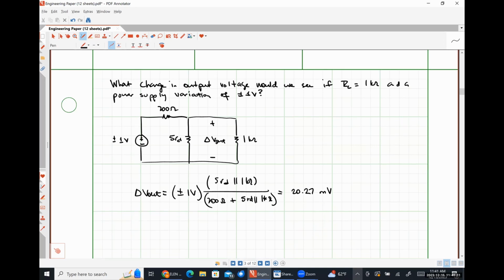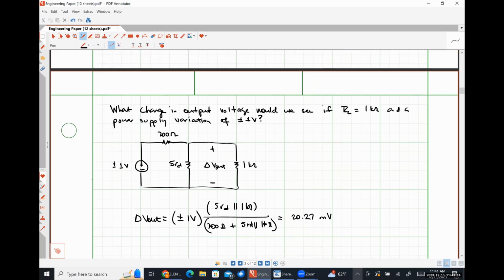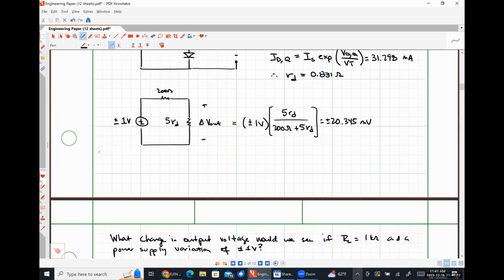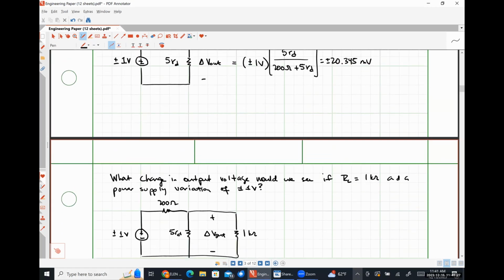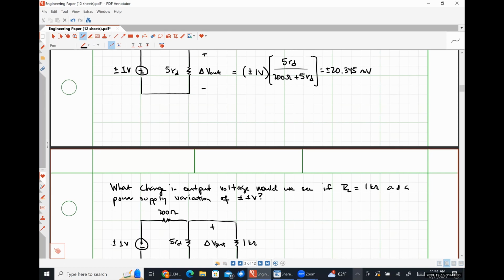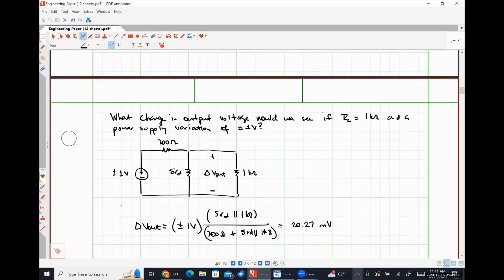So incredibly close to what we got without that load resistance here at all, right? So a change of a whopping 75 microvolts is not going to make any appreciable difference on the output of our voltage regulator at all, not even a little, right? Realistically, we could have ignored this 1 kilo ohm resistor.